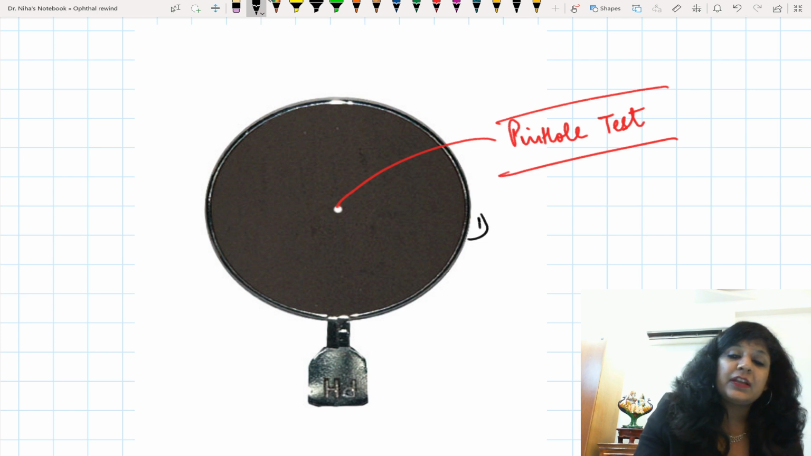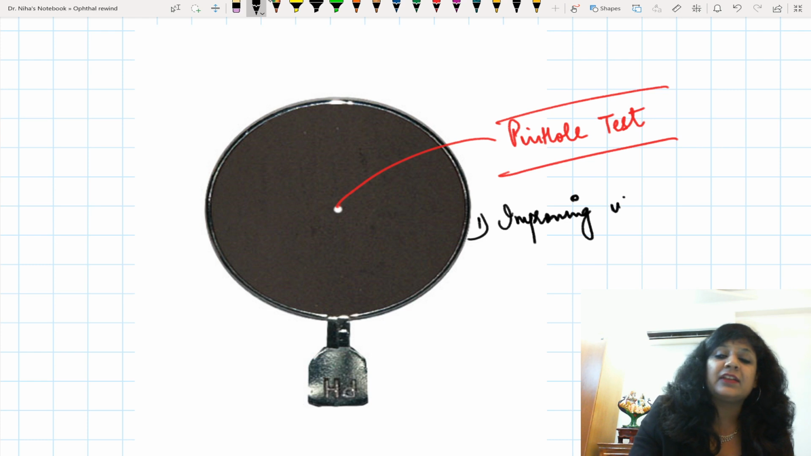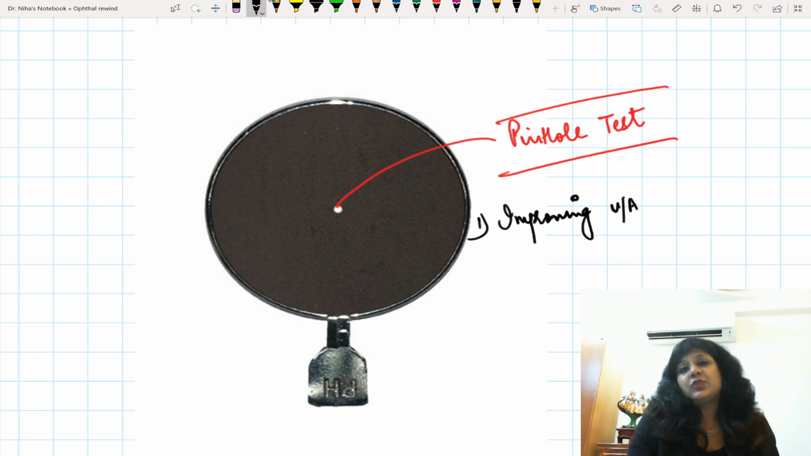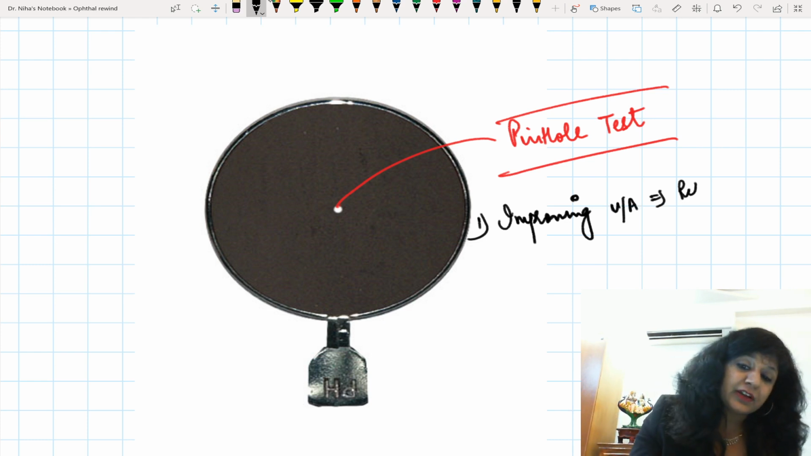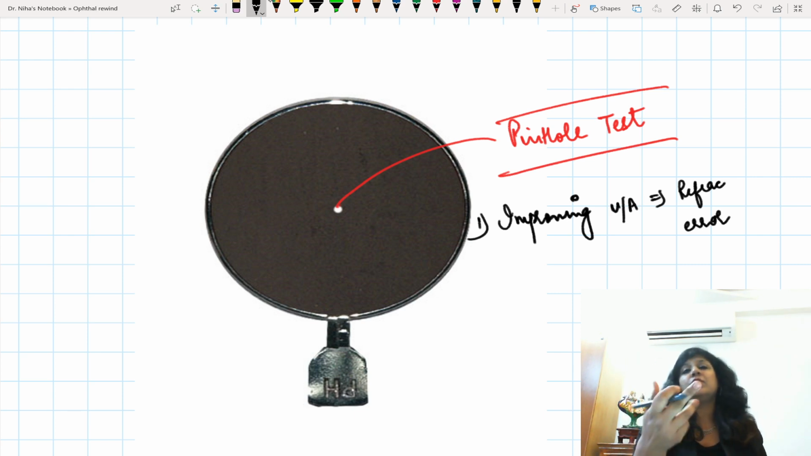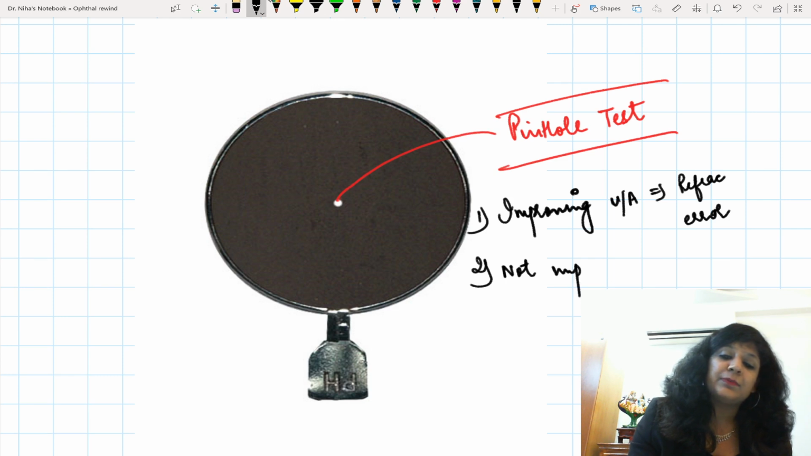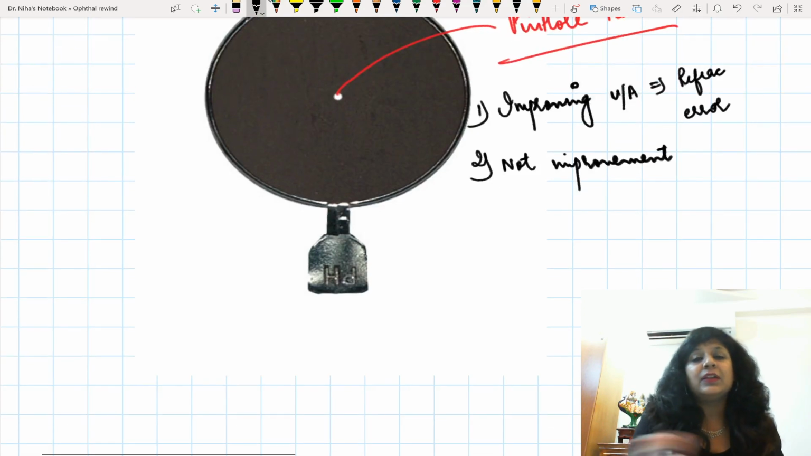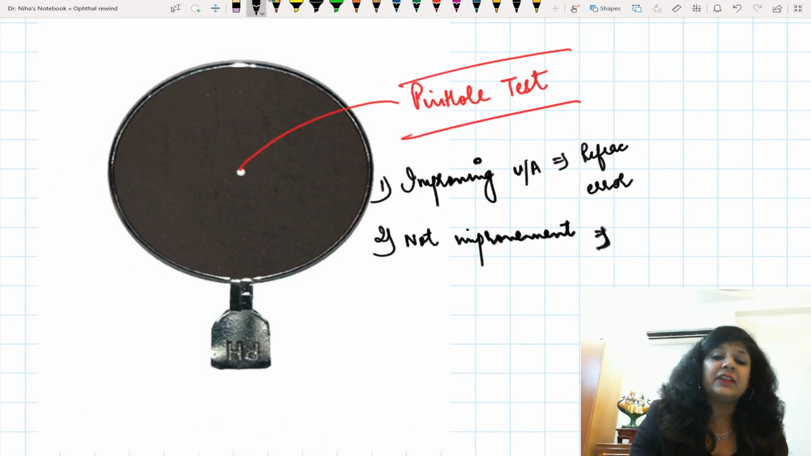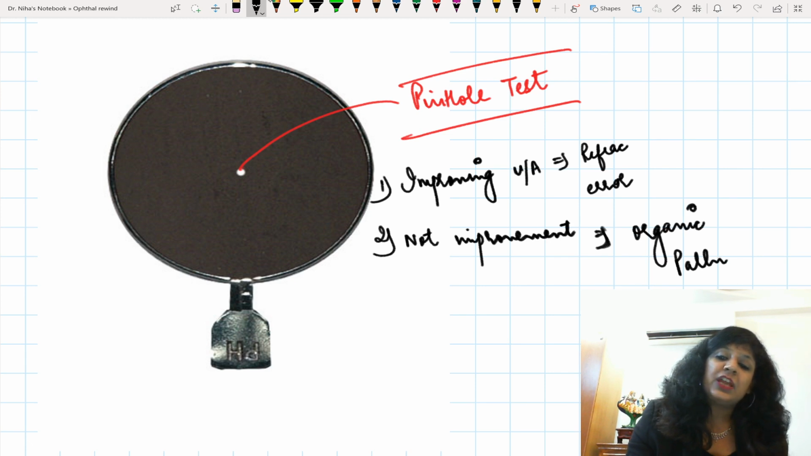If the person is seeing through the pinhole and there is an improvement in the visual acuity, that shows that there is a refractive error. So a quick method to find out whether there is a problem with the refraction or not. Suppose we are not getting any improvement and the person's vision is not 6/6 and it is not improving by doing this pinhole test, that means that there is some organic pathology in the eye.